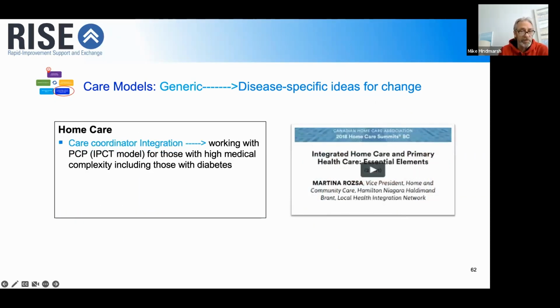Home care. I think there are great examples already in the province of integrated patient care teams or integrated primary care teams, as sometimes they're called, where home care is being used as care coordinators to work with primary care to manage patients that are rising risk and at risk of complexity. So again, more integration across systems.